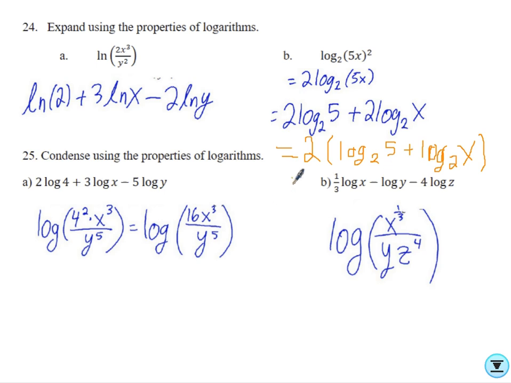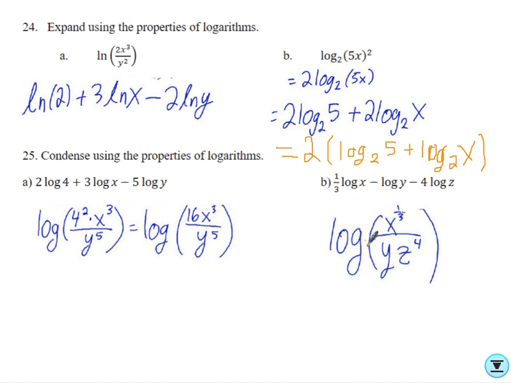All right, 25 is the same as 24, but in the other direction. Any numbers that are in front become exponents, and then adding is multiplying, or in the numerator, subtracting is in the denominator. So here we've got log base 4 squared, the 2 becomes an exponent, plus, turns into times, x to the third power, the 3 becomes an exponent, minus, so that goes to the denominator, y to the fifth, the 5 became an exponent. Now, it didn't say you had to simplify. If it did, you would make 4 squared into 16. It's okay to do that. It's not necessary. Either one of these would be full and complete answer.